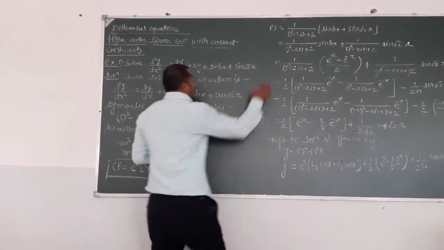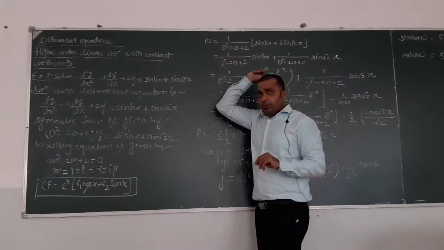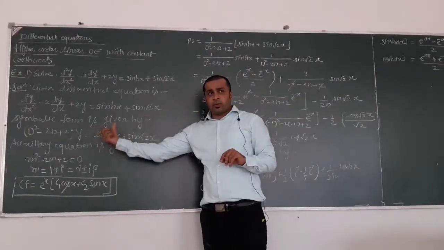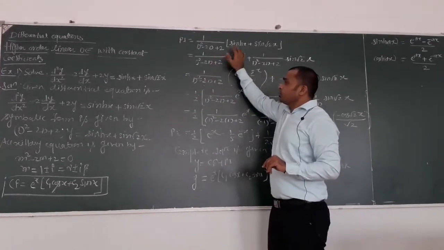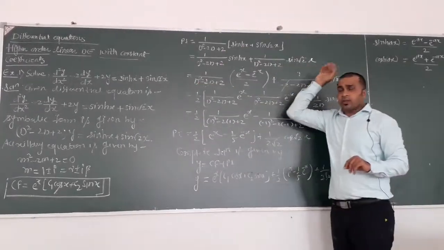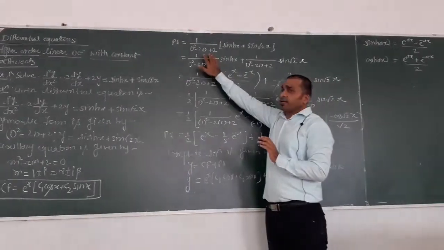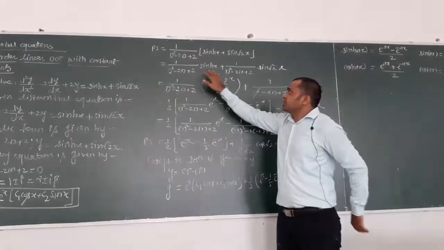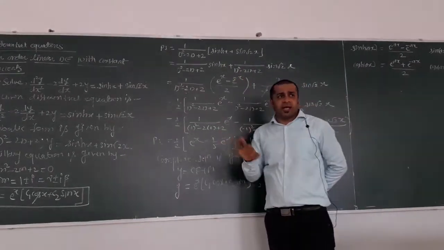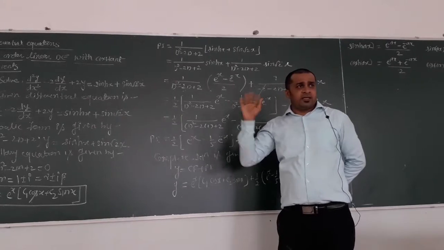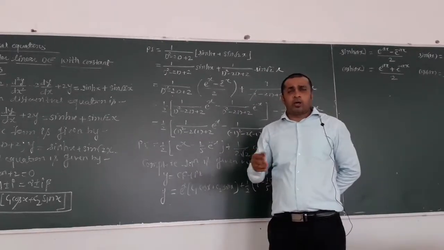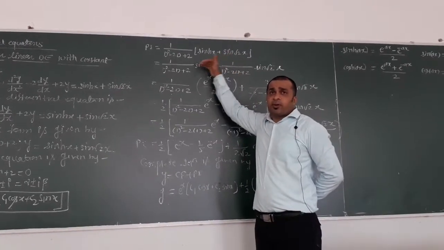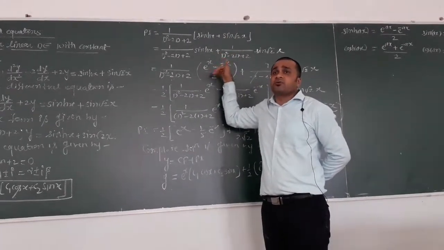Next, we find the particular integral. It will be given by 1 upon that function of D, which is the function of D we have, applied to the RHS part. Now further, I distribute this operator over these two functions. Here it is sinh x. We haven't seen any case to solve sinh x. That can be solved by the general case, or we can use the relation between the hyperbolic sine and the exponential function. So that relation we will use here.